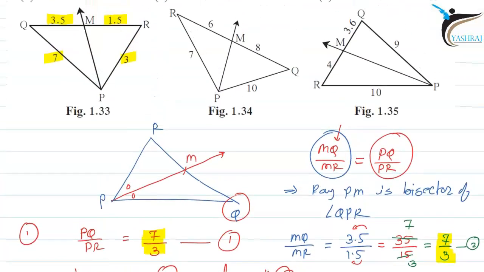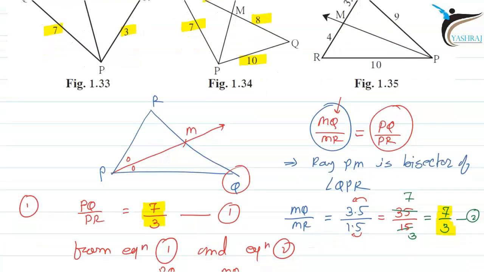Look at the second figure now. We have the same thing given again, and we have to find both ratios. You may find PQ divided by PR first, or MQ divided by MR. Look at the second sub question. PQ is 10, PR is 7, QM is 8, MR is 6.